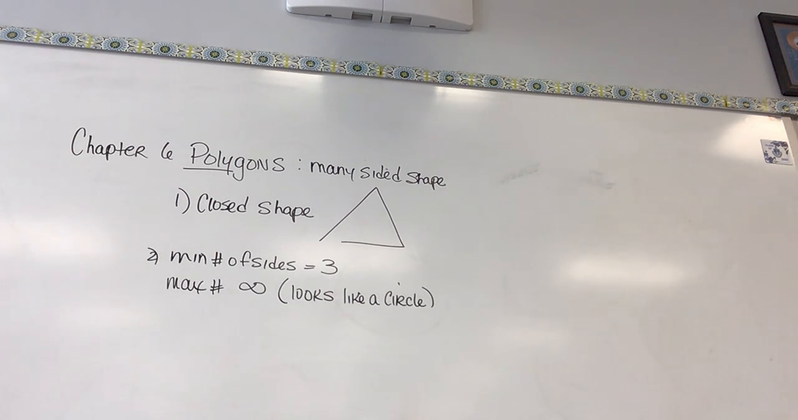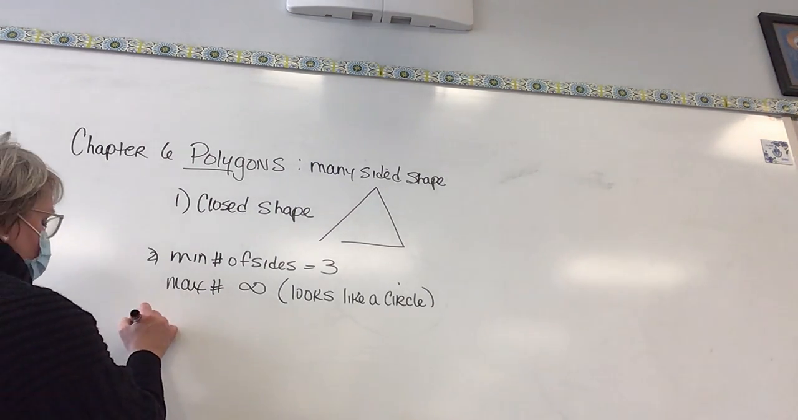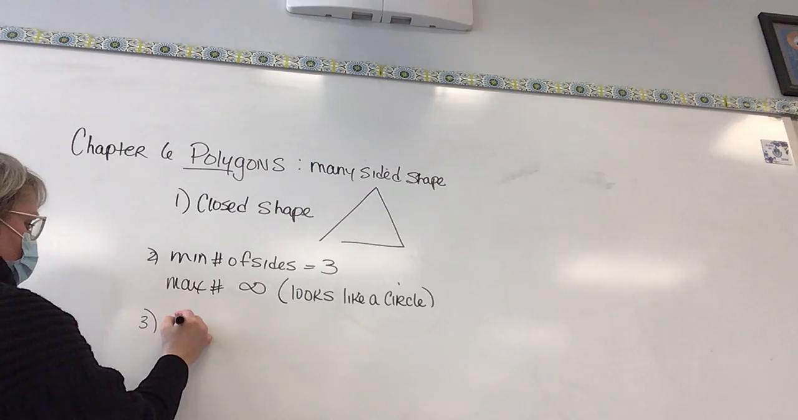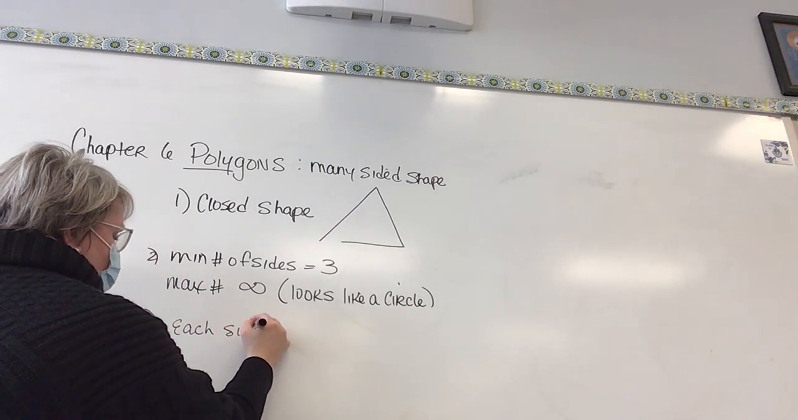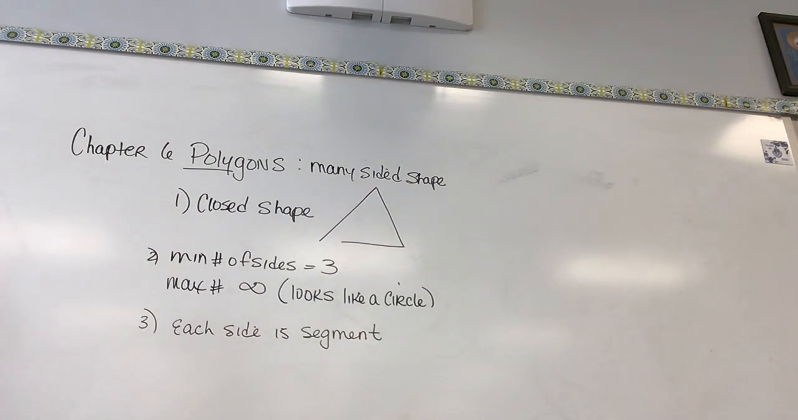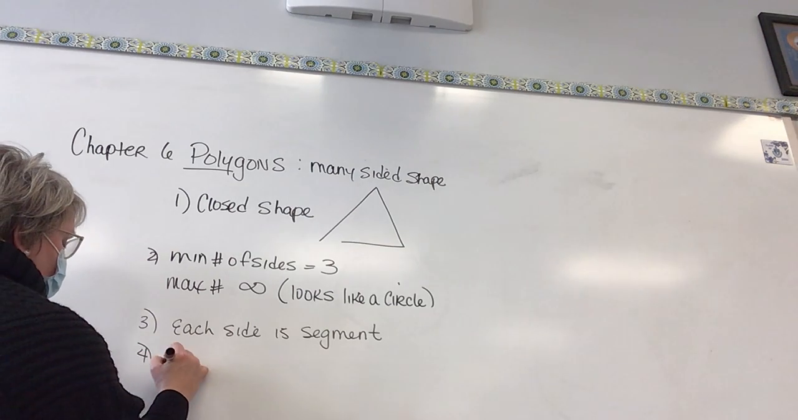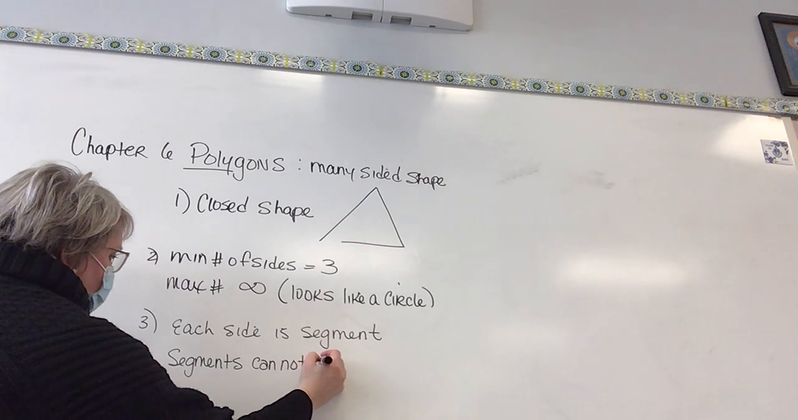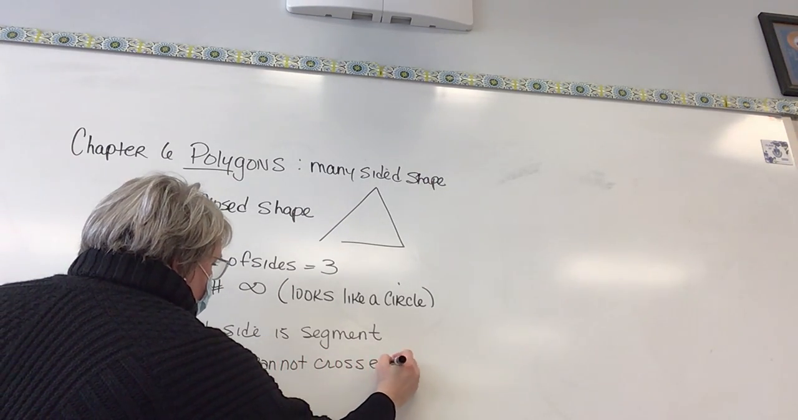Okay, what else do we know about a polygon? Anything else? Okay, I'll add each. Oop, I just spelled each wrong. Each side is a segment. And the last thing that you might not know is that the segments cannot cross each other.